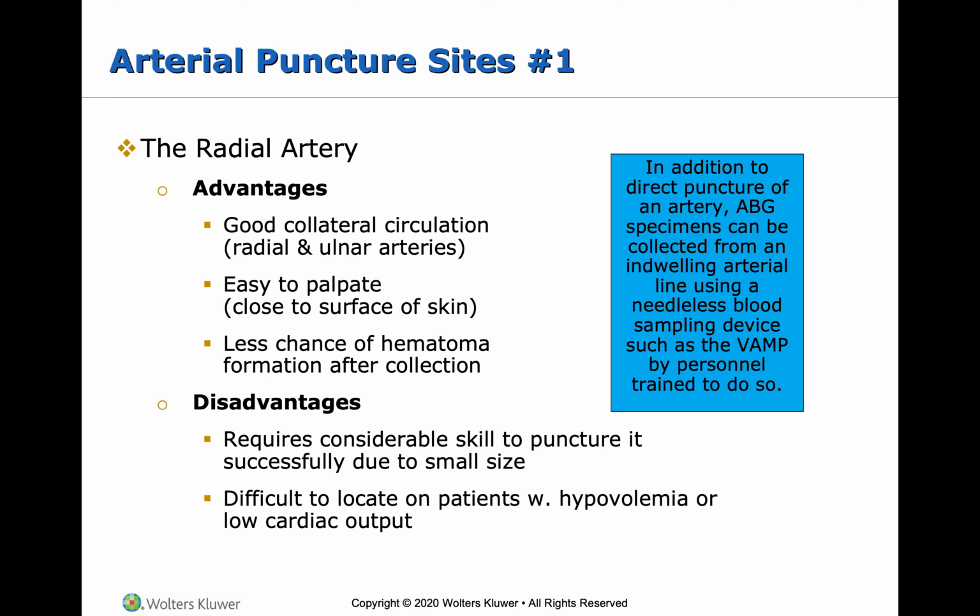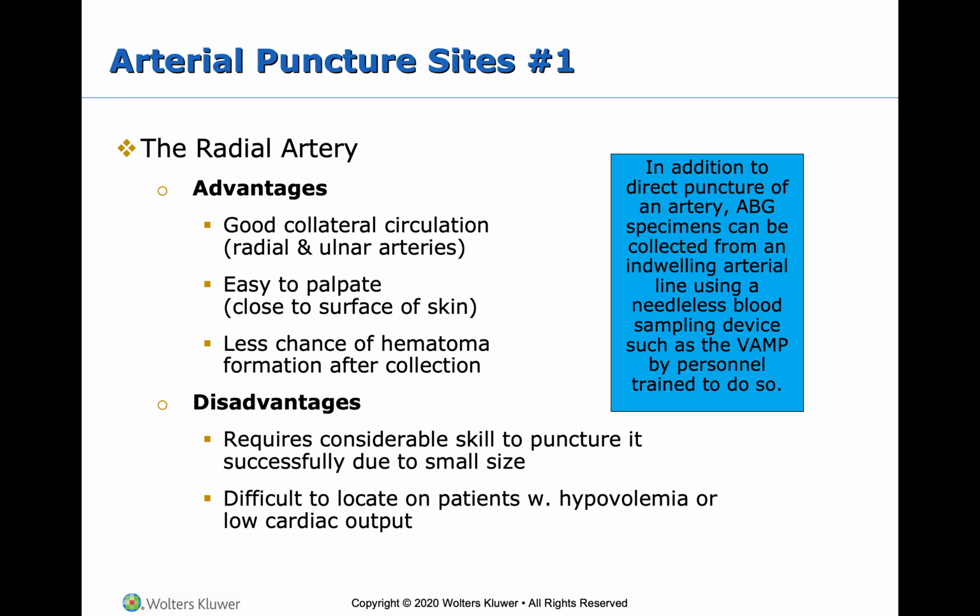Okay, so we're going to go through your top choices. There are 3 main sites that are used for arterial puncture generally, and we're going to go over which ones are the top 3 in order. So your radial artery is your number 1 choice. It's got good collateral circulation because you've got your radial and ulnar arteries supplying blood to the hand. Your radial artery is going to be the better choice than your ulnar artery because it is larger, it is closer to the surface, so it's easier to access and easier to puncture.